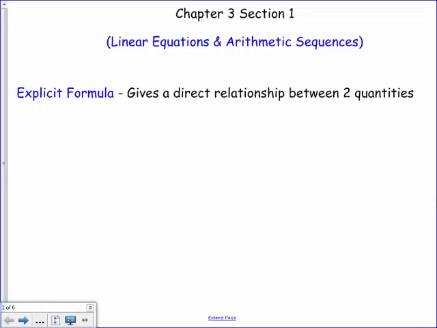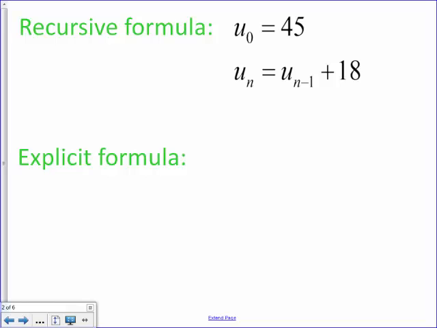So that gives a direct relationship between two quantities. And probably the most common explicit formulas are like your slope-intercept form, y equals mx plus b, things like that, your quadratics, stuff like that. So those are explicit, right? Your u sub n, that's using recursion, so that's not explicit. So now we're getting away from that. We're going to take our recursion and turn it into an explicit formula.